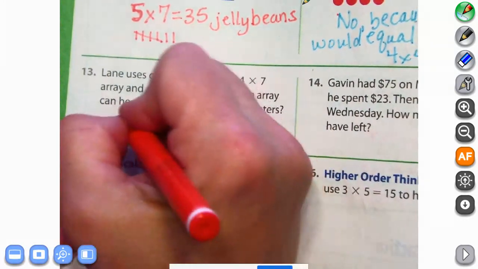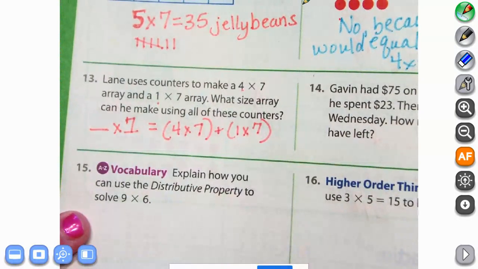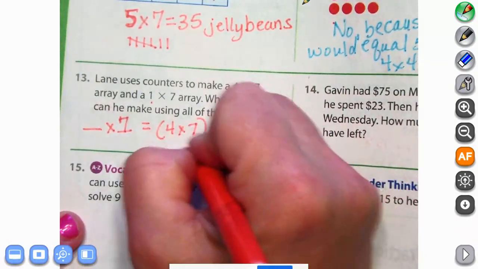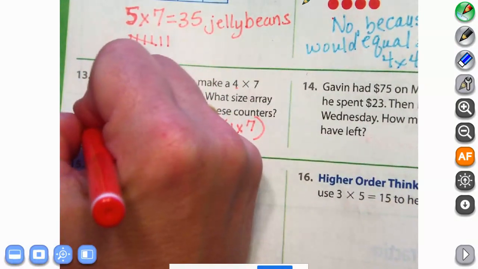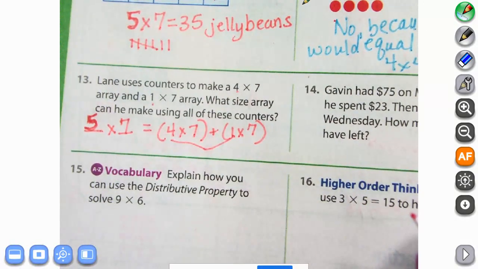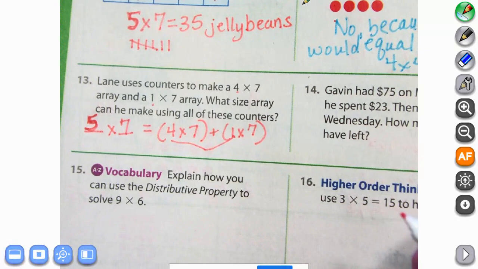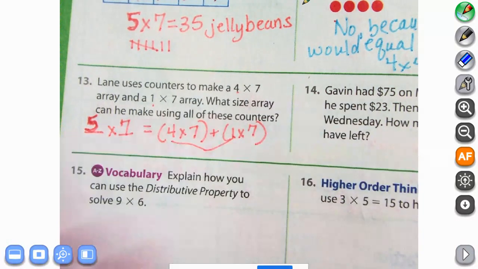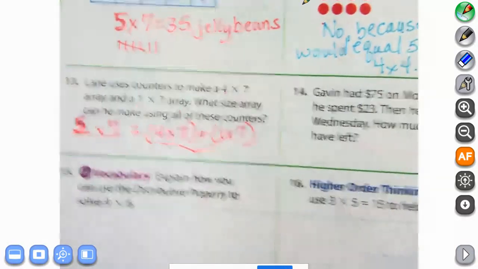So we know that this array has 7 in each row. And how many rows? 1 plus 4. It's a 5x7 array. Go ahead and push pause if you need to, if you need more time.